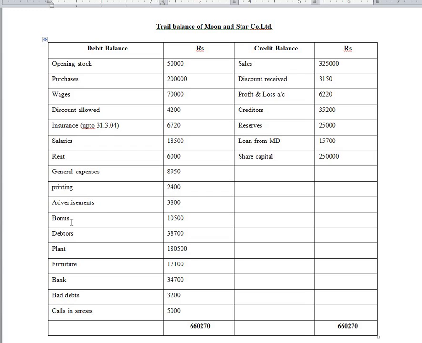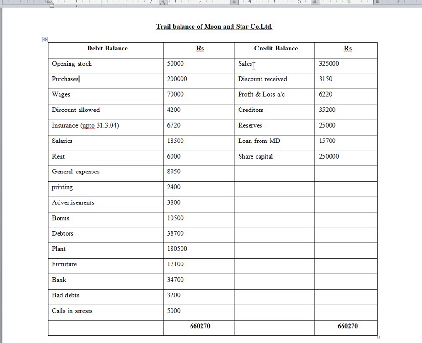Now let us see what is bonus. Bonus is something which you are going to give to the employee. So it will come under employee benefit expenses. Okay. Next item given in the question is debtors. We have to bother only about debtors when there is some adjustments given in the question. Let us see that later on. Plant is given and furniture is given. Bank amount is given, bad debts is given, calls in arrears is also given.